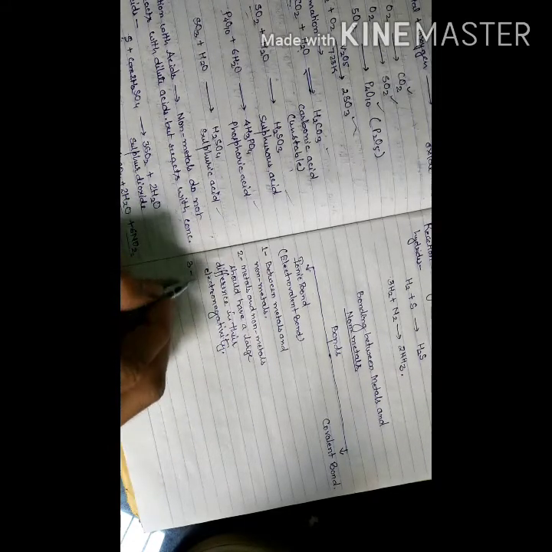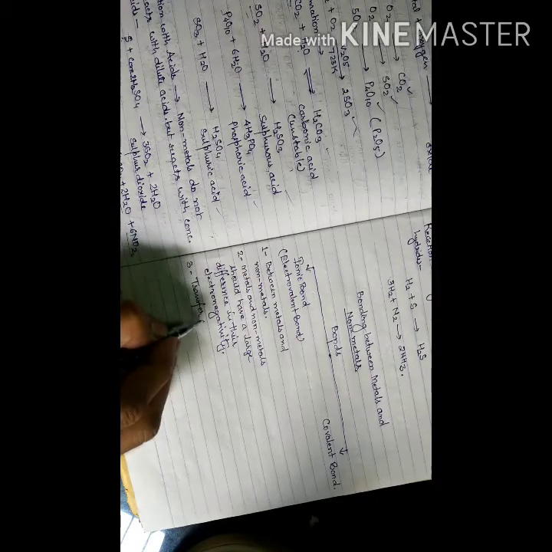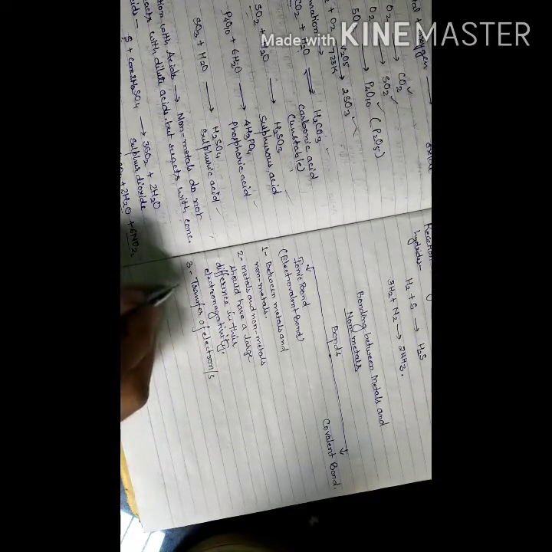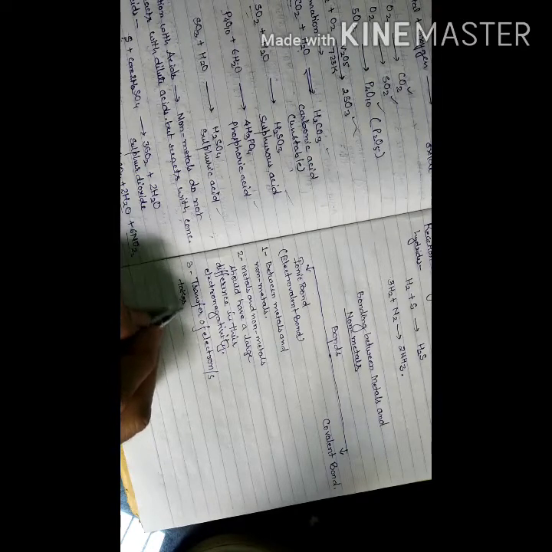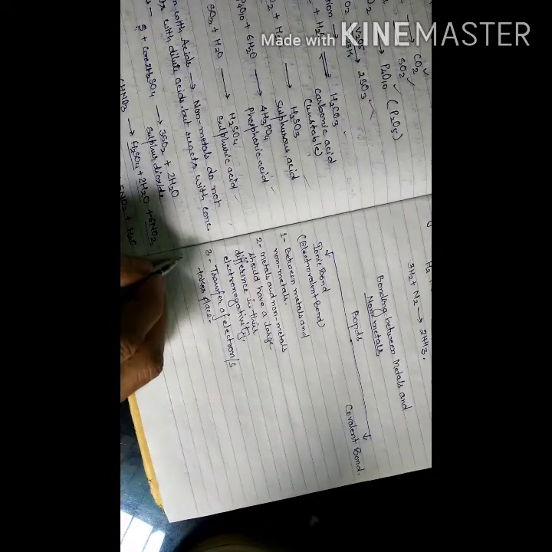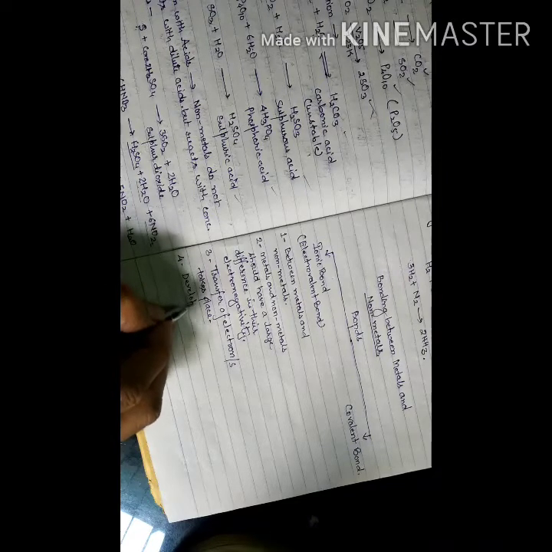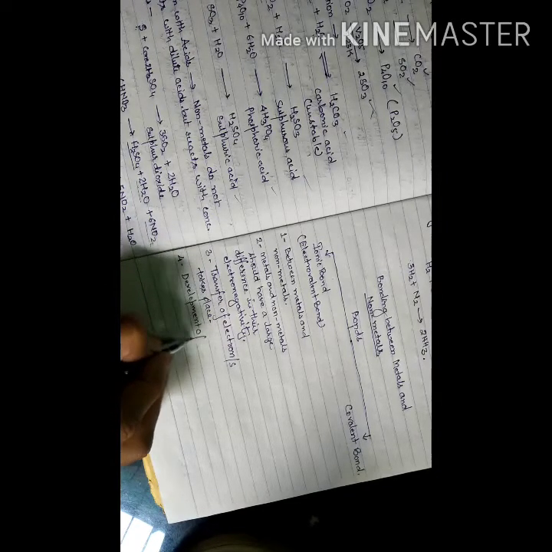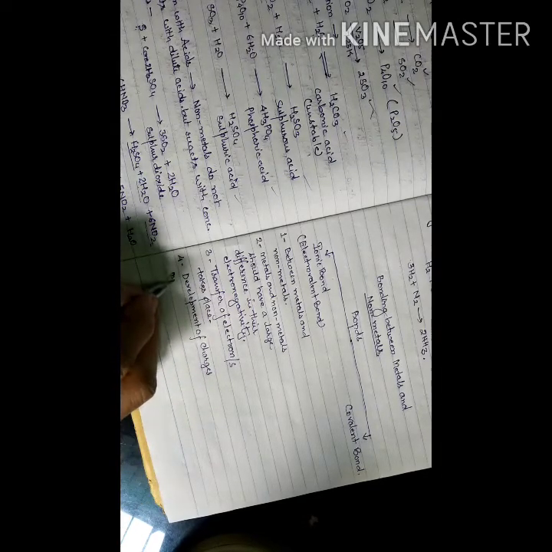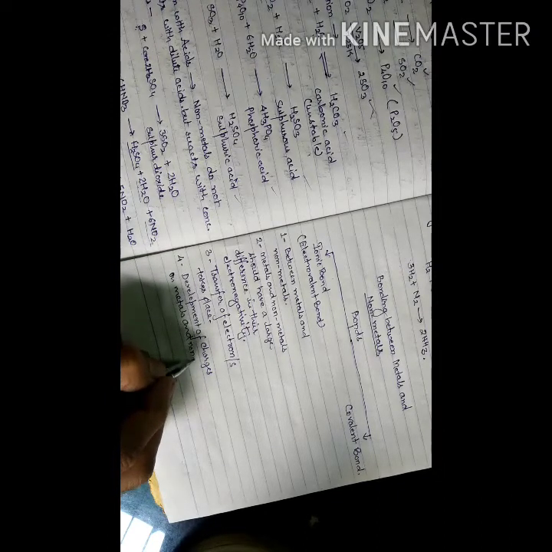The third is, in this bond formation, transfer of electrons takes place. This results in the development of charges on metals and non-metals.